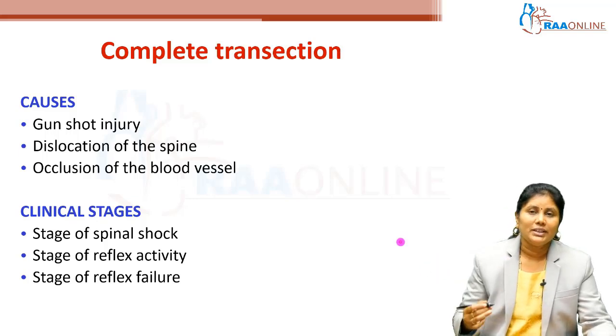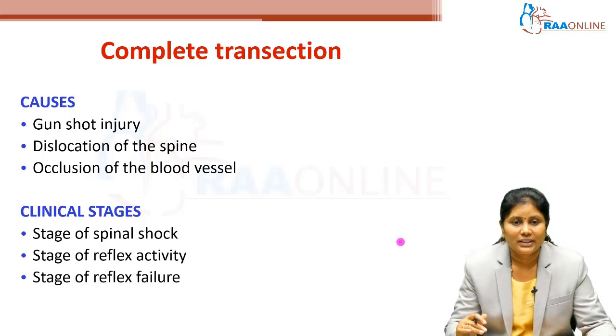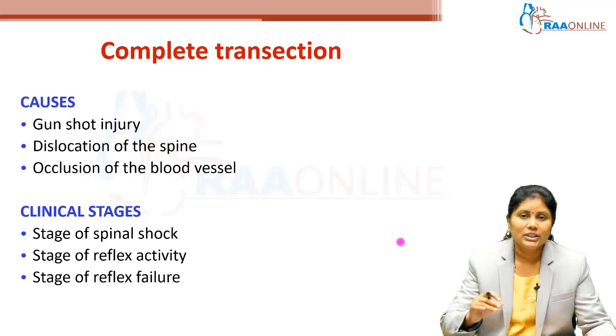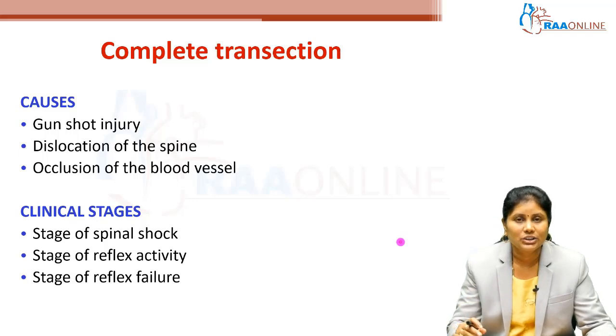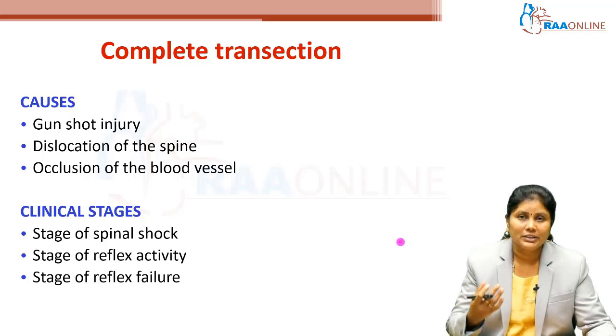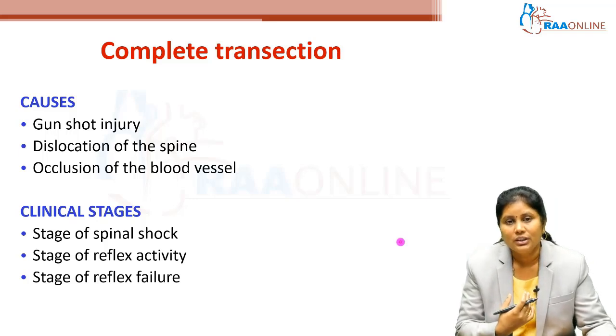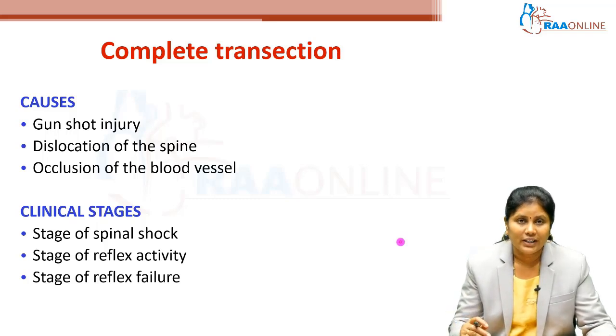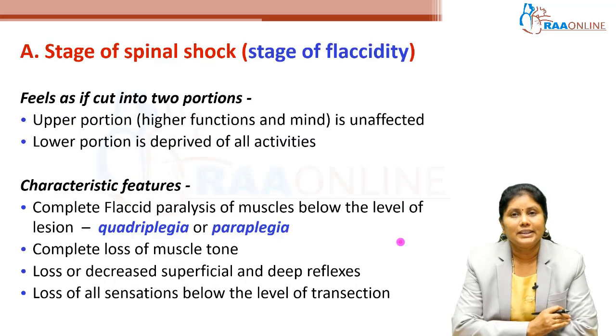After the transection, what will happen to the patient's sensory and motor function? There are three stages as such: the stage of spinal shock, then the stage of reflex activity, and the stage of reflex failure. The stage of spinal shock is what happens to the sensory and motor functions immediately after transection. Then the stage of reflex activity is how motor and sensory functions are regained after a period of time. Then comes the stage of reflex failure, where if the patient's general condition deteriorates, he may go on to failure of recovery. We'll discuss stage by stage.